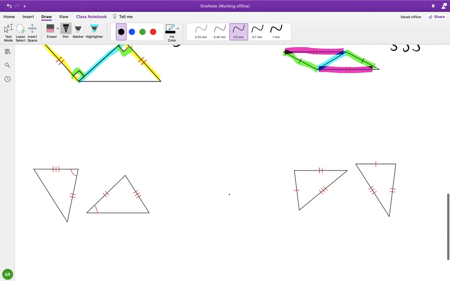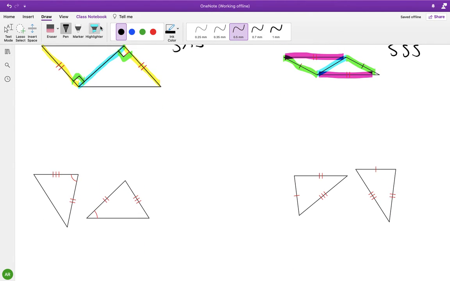Okay, next example. Okay, we do have an angle that's the same, which is good. And then we have a side that's the same. And then we have another side that's the same. But let's look at the order here. So this one would be side, angle, side. This one would be angle, side, side, right?